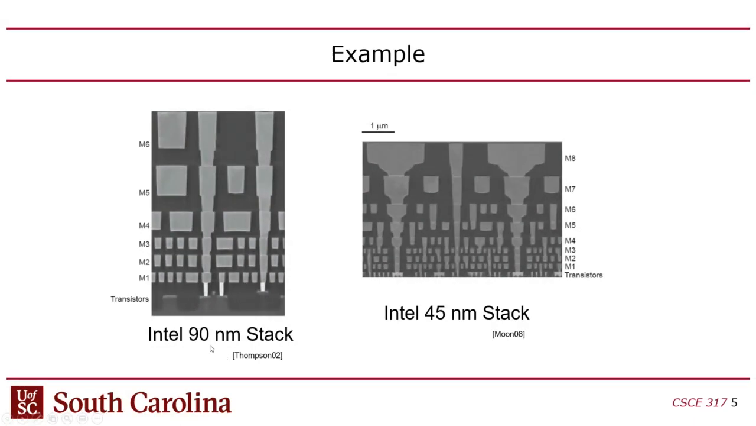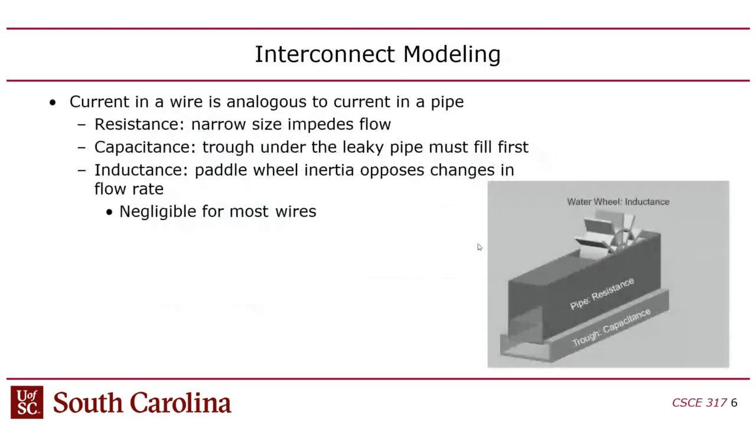This is the Intel 90 nanometer stack. Transistors are at the bottom. This is a cross-sectional view, kind of like you're looking at the middle of a sandwich that you cut, and it has 6 metal layers. You can see they're nice and thick, and you can also see that going from metal 3 to metal 4, they become much wider and thicker. And then the Intel 45 nanometer stack has 8 metal layers. I don't know how many metal layers they have now in the modern, like the 22 nanometer or 11 nanometer. I don't even know. Presumably they've continued to add metal layers.